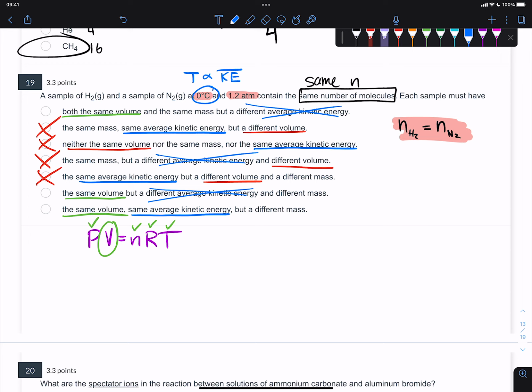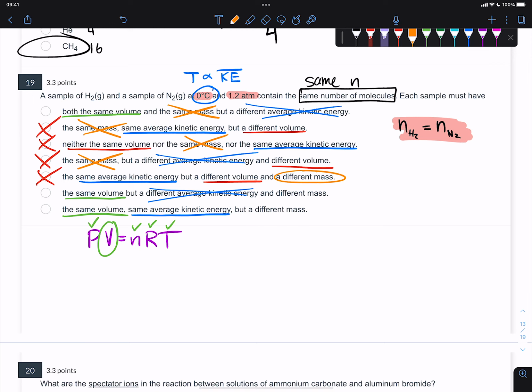Okay, so we've gotten the volume part straight. They must have the same volume. They must have the same average kinetic energy. But obviously the mass of H2 and N2 are going to be different because they are different molecules, so they have different molar masses. So looking at that last thing, they are not going to have the same mass. Mass is not proportional. Remember, moles are proportional. Same mass, that's a no. Not the same mass.